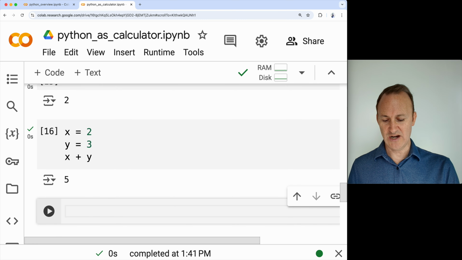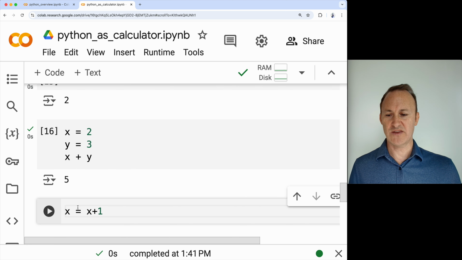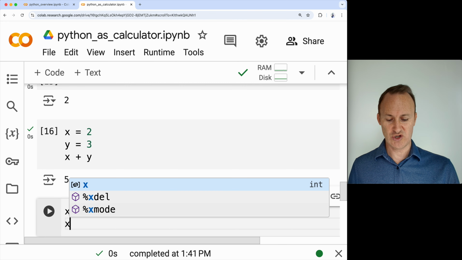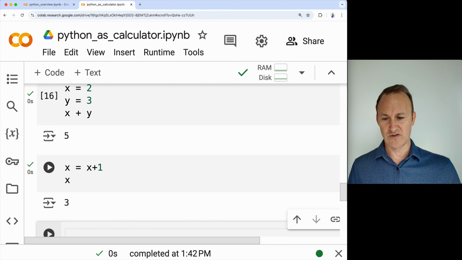You can reassign variables, so x can equal x plus 1. Why can you do this? You cannot do this in math, because in Python, variable assignments are left to right. And so if you go on the right side, well, x has a value of 2. And so this simply says we'll reassign x as 2 plus 1. And so it will be 3. We can check. Now, if you put x on the last line, it'll actually show you in Colab what that value is, and you can see 3.